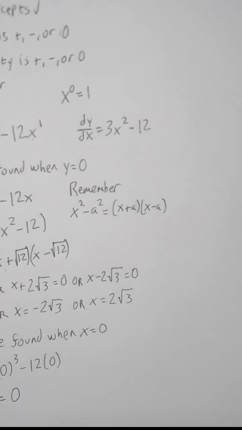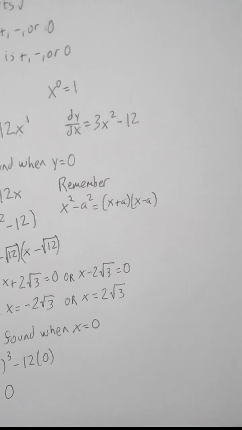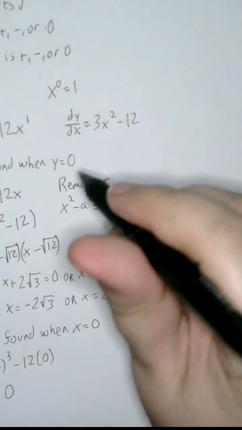Now, I need to find where the derivative is positive, negative, or 0. So let's start by finding where it's 0.